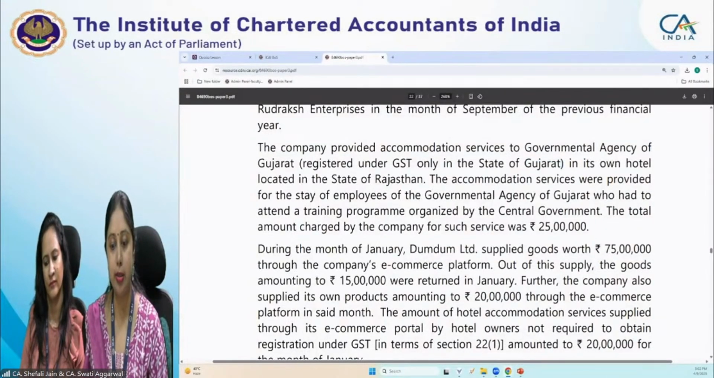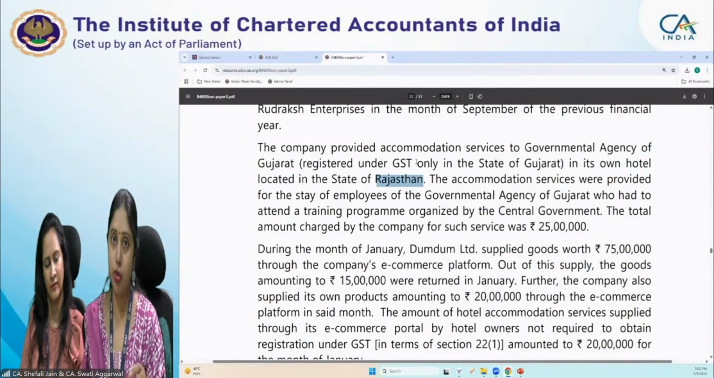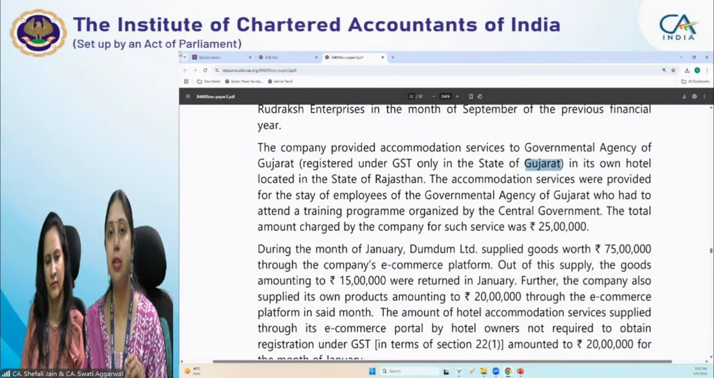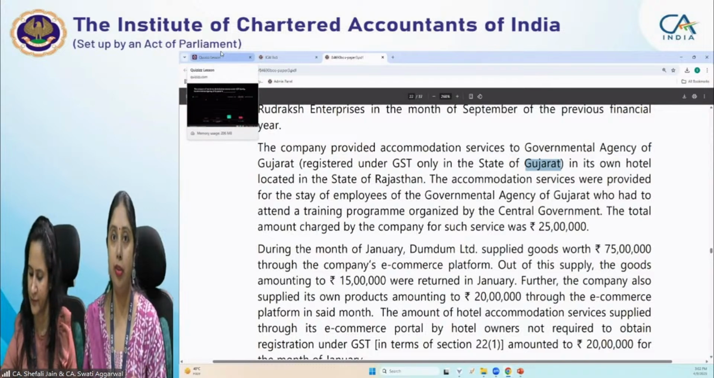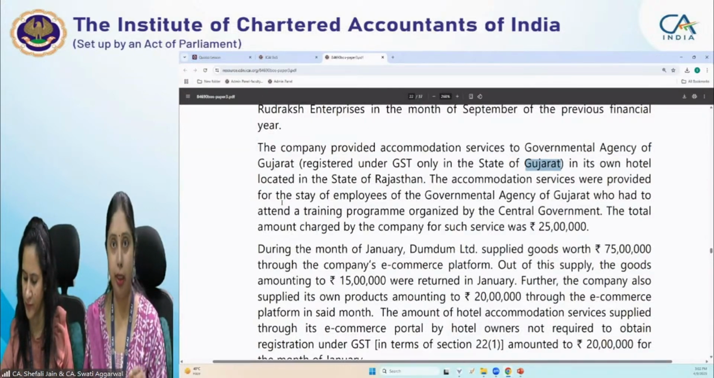Location of supplier is Rajasthan. Place of supply is also Rajasthan, in one state. And the recipient, the governmental agency of Gujarat, is located in Gujarat. So that is located in another state. And therefore, this proviso will get attracted, which provides that TDS is not required to be deducted.